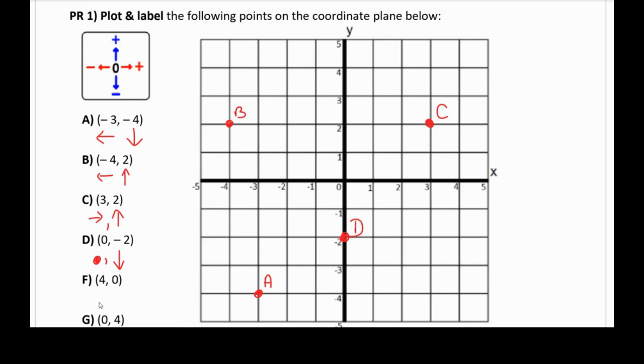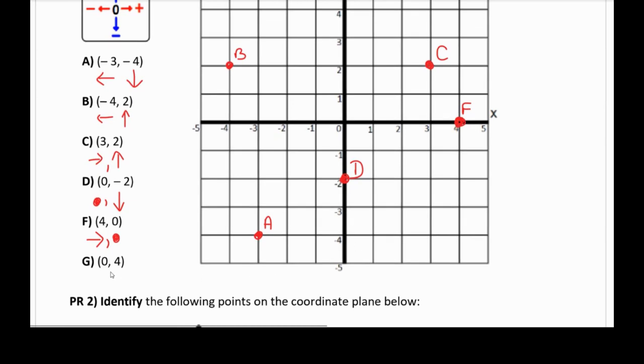All right, let's do letter F. Letter F is positive 4, so that means I go to the right. And the second coordinate is 0, so that means I stay there. So put your pencil at the origin and go 1, 2, 3, 4. And then you stay there, so you make the point. And this will be letter F.